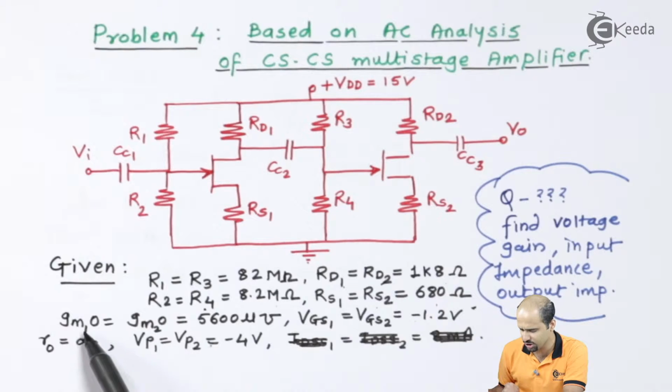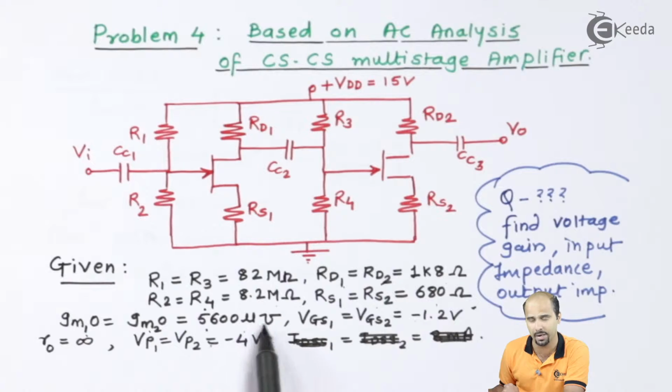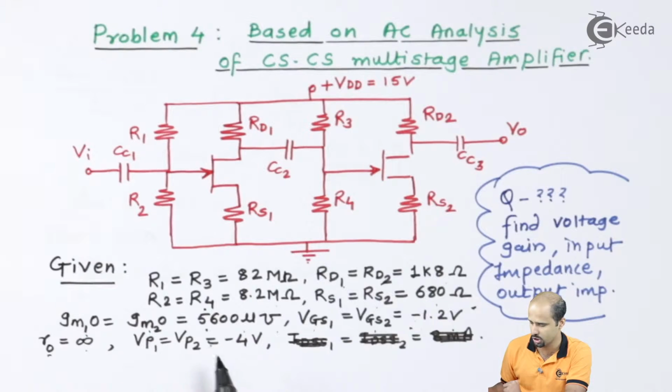Then GMO1 and GMO2, which is given as 5600 micromho. VGS1, VGS2, which is given as minus 1.2 volts. Output resistance, which is given as infinite, that is the ideal case. VP1, that is pinch off voltage for stage 1 and stage 2, which is given as minus 4 volts. So according to all these values being given, we have to find out the voltage gain, input impedance and output impedance for two-stage CS-CS multi-stage amplifier.